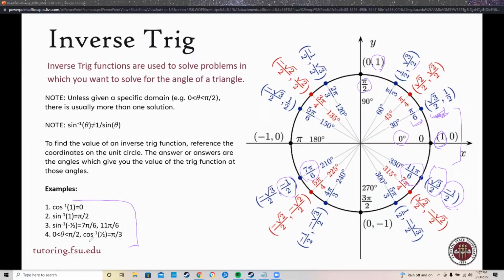Lastly, if I'm looking for inverse cosine of a half, I look for a value where cosine is a half. So here's one and here's one down here. However, in this number 4 example, they say within 0 to pi over 2. So that means it just wants answers within the first quadrant. Therefore, my answer here is just this radian, which is pi over 3.